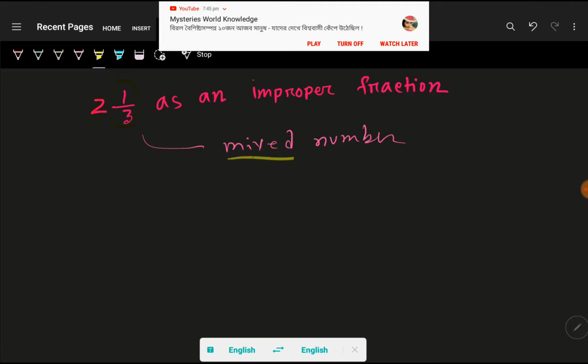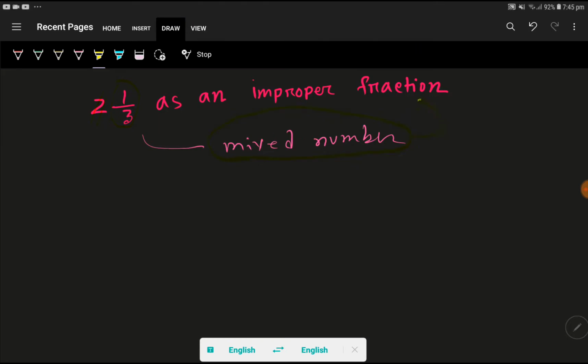To convert this mixed number to an improper fraction, right? Look, we have to multiply this whole number times the denominator of the fraction plus the numerator of the fraction. Then we have to place the same denominator of the fraction, that is 3 here, right?